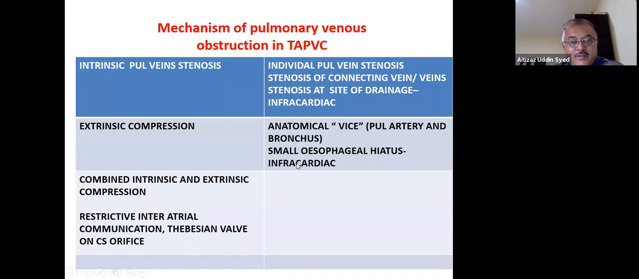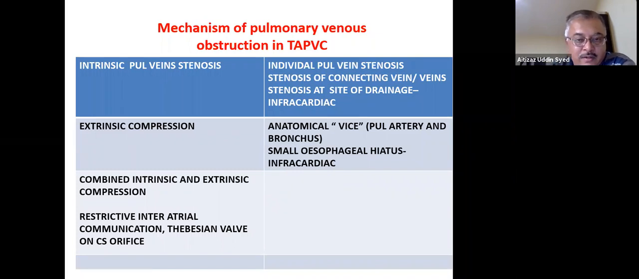The other thing is a small esophageal hiatus in the infracardiac, which we alluded to earlier. As it's just descending down, it can be compressed at the level of the diaphragm. But remember, it can be combined intrinsic and extrinsic compressions. And then a restrictive interatrial septum or Eustachian valve, which we discussed, which we had a slide earlier. If the coronary sinus orifice is obstructed, it will cause obstruction. And if the interatrial communication, the ASD or the PFO, is narrow, then that is a source of obstruction to the venous return, causing pulmonary venous hypertension.